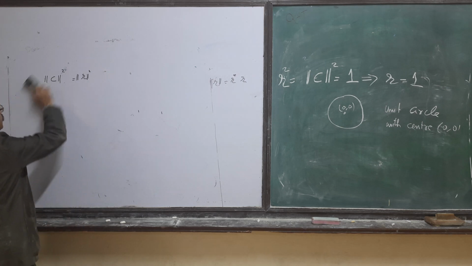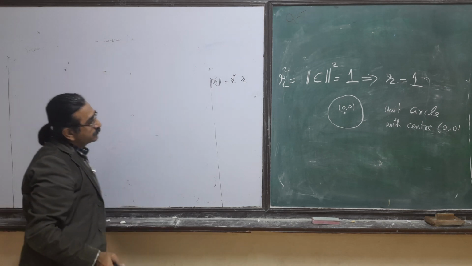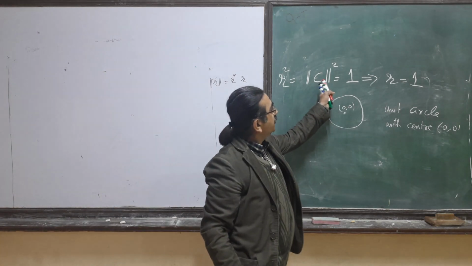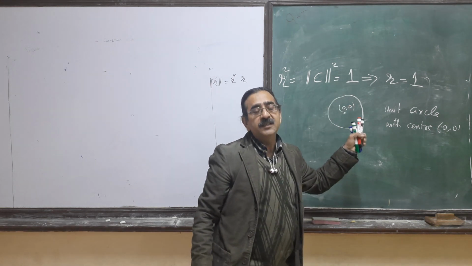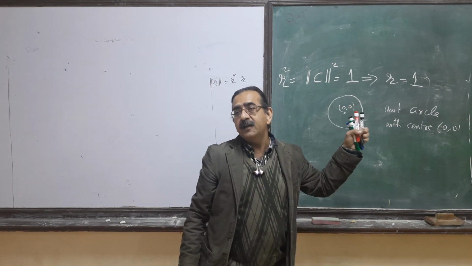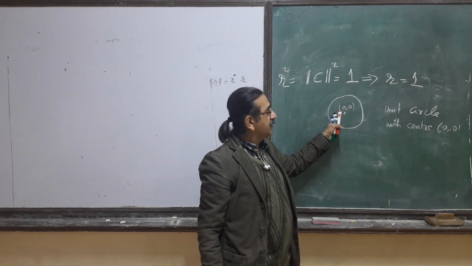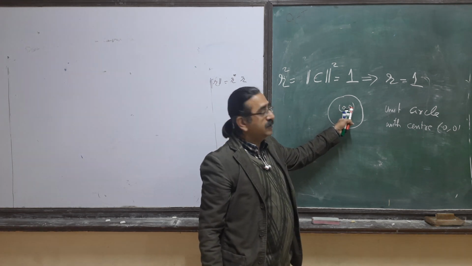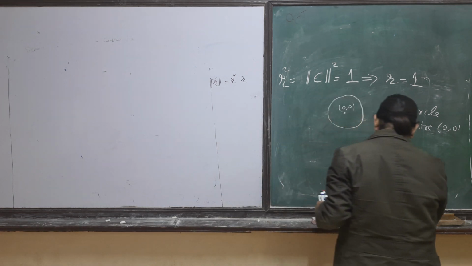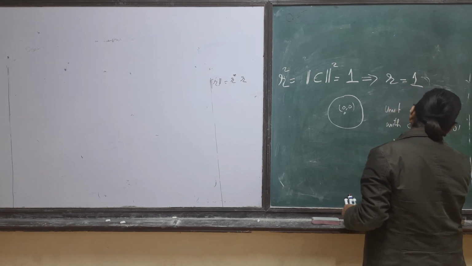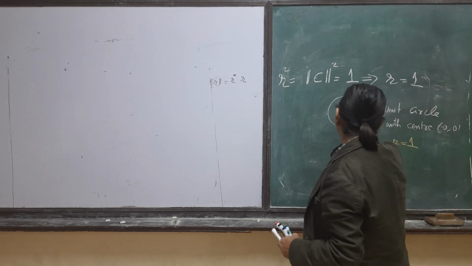Please be silent. Okay. If this equation is given, then this will represent the circle whose center is 0, 0 and radius is 1, and this is a unit circle.